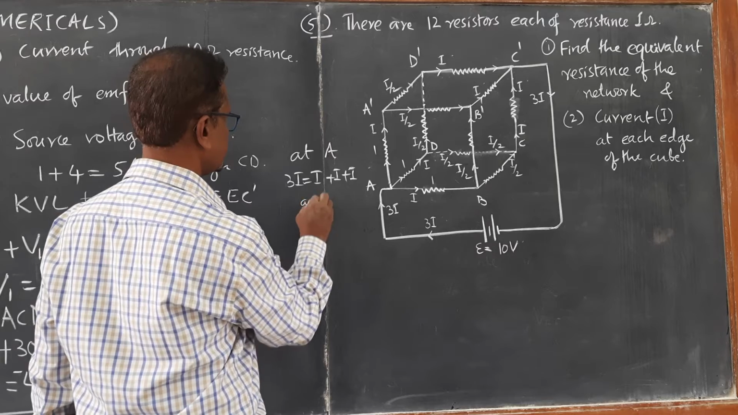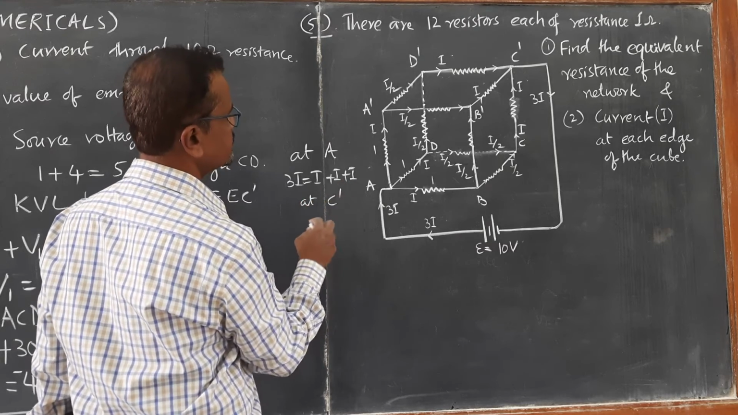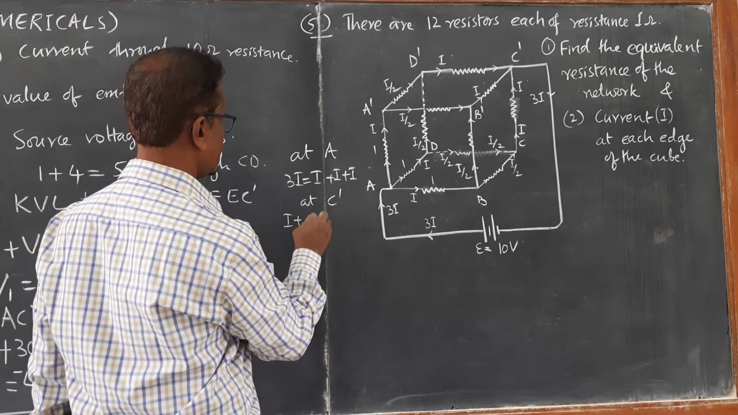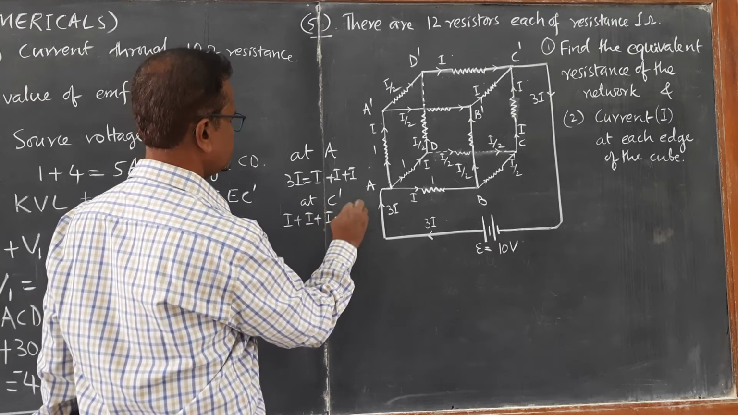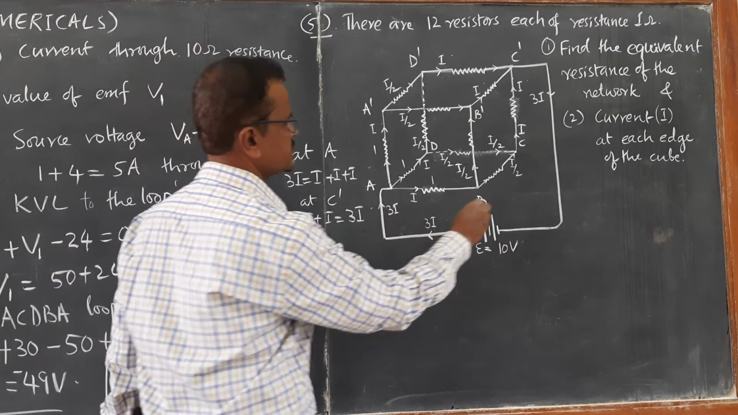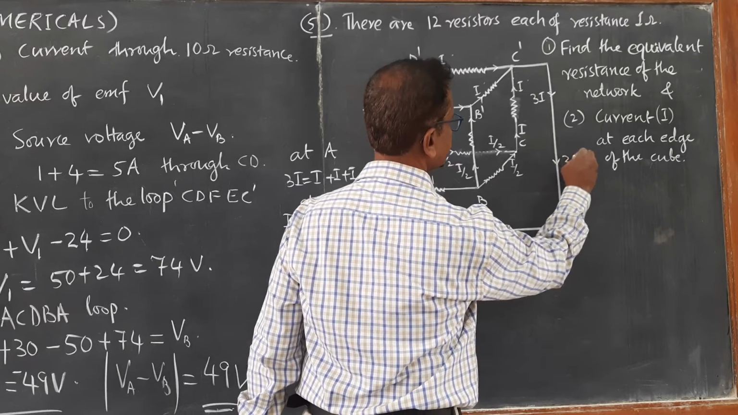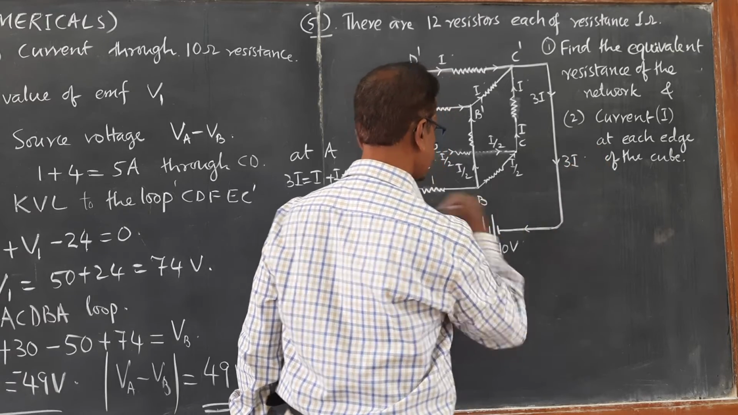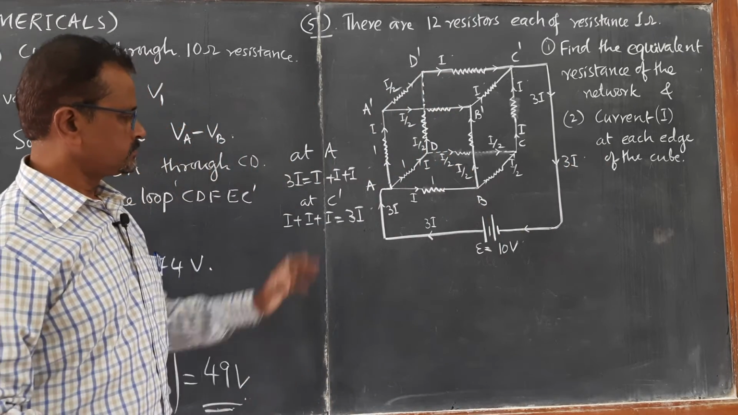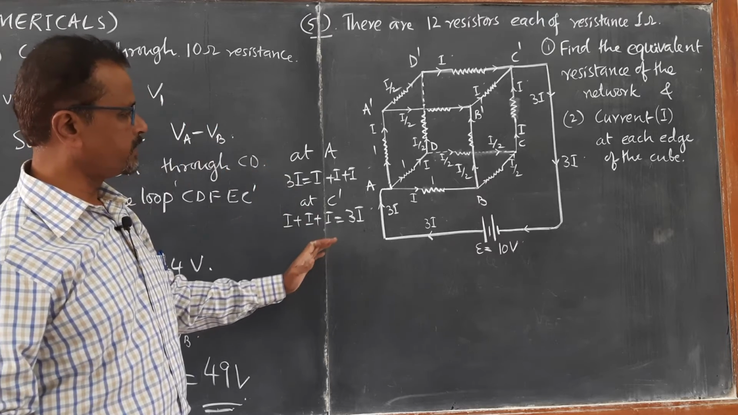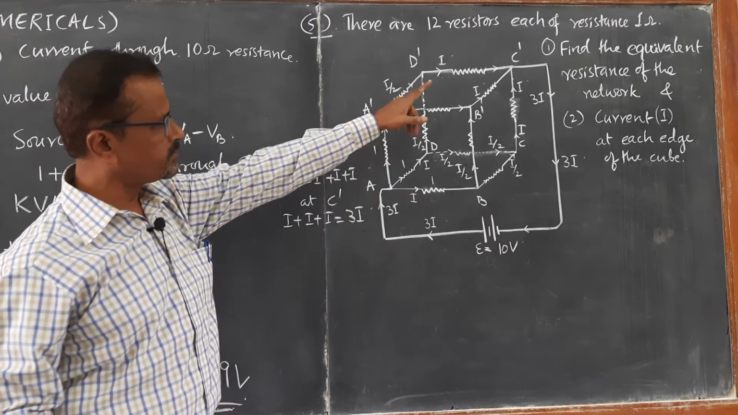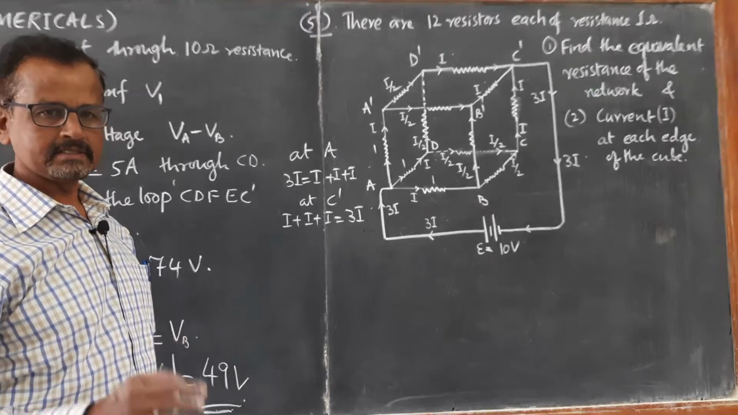At C dash, you can see it is I plus I plus I, it is giving you 3I. So thus again 3I current is flowing down through this mesh. So we have to find out the values of current. Before that I have to find out what is the equivalent resistance.